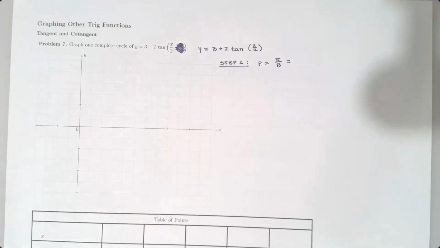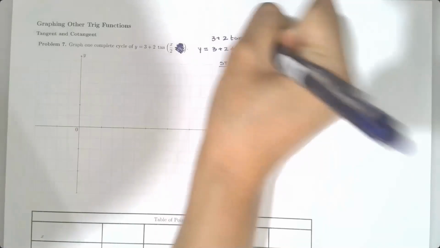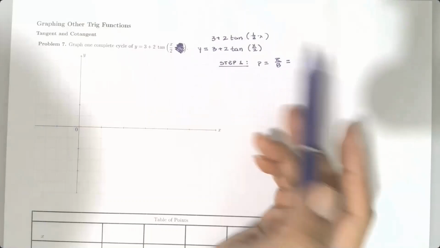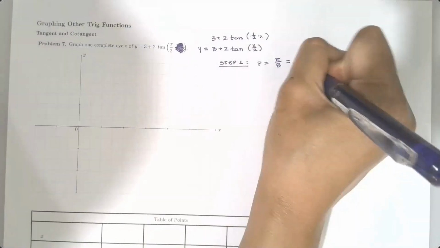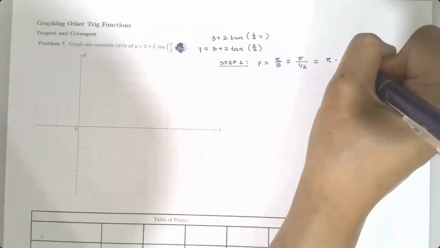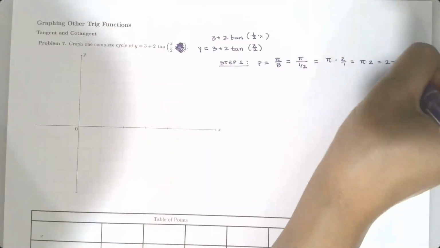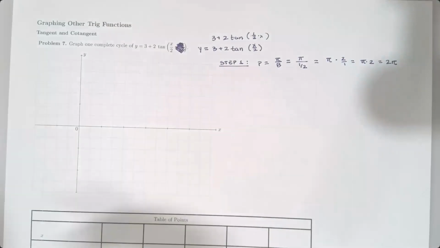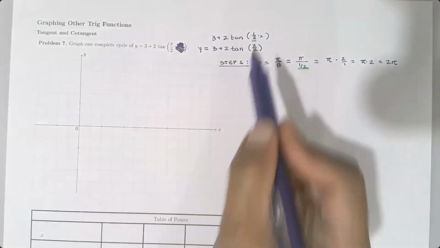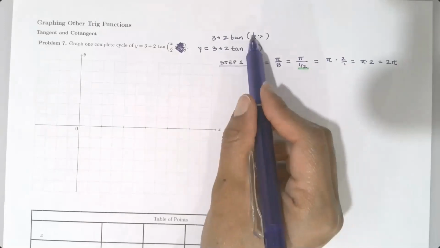And the reason is because this can be written as 3 plus 2 times tangent of 1 over 2 times x, right? So the coefficient by itself is 1/2. So we get pi over 1/2. And then dividing is the same thing as multiplying by the reciprocal. So times 2 over 1, that's like pi times 2, which is going to be 2 pi. Okay, so just be careful to never include x as part of the period. Only the coefficient, only the constant that's in front of the x.